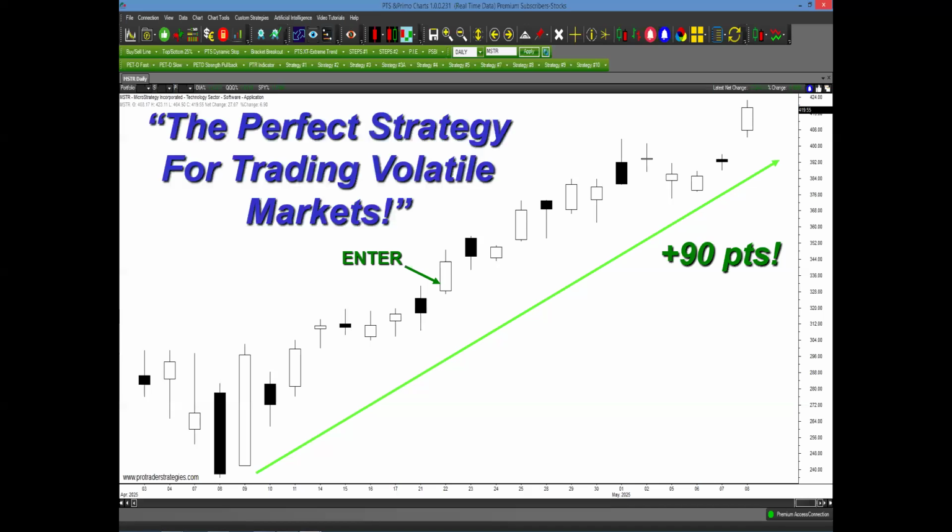The perfect strategy for trading these volatile markets that you can apply to any market and any time frame. It makes absolutely no difference what market you trade, what time frame, or any type of marketable unit. In other words, you can buy puts, you can buy calls, you can use a spread strategy, you can purchase the stock or the contract. It makes no difference at all. That's entirely up to you.